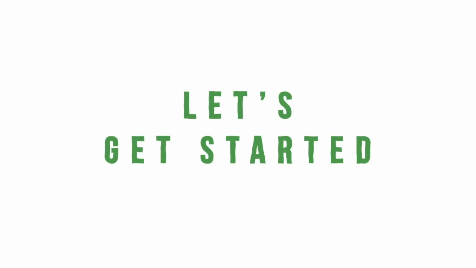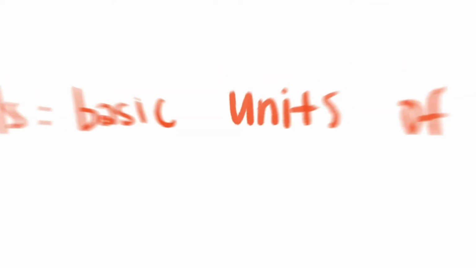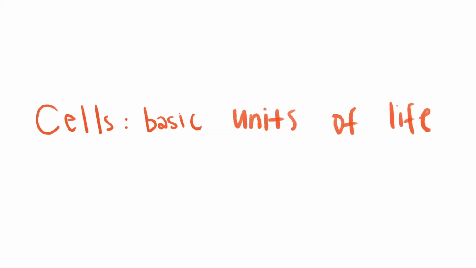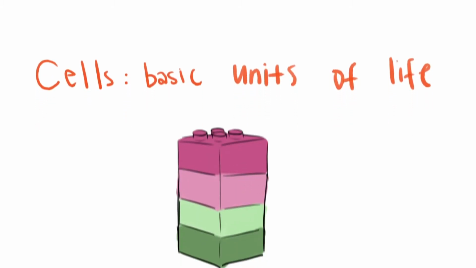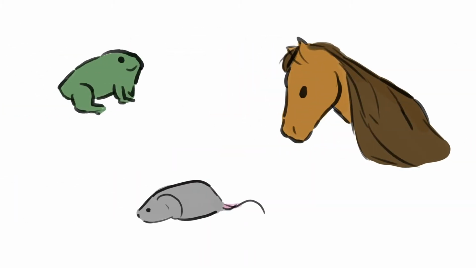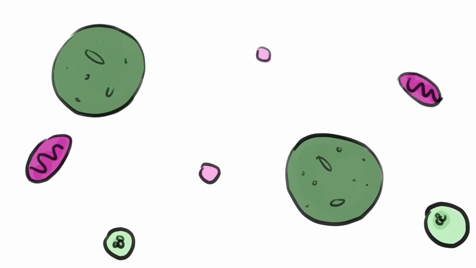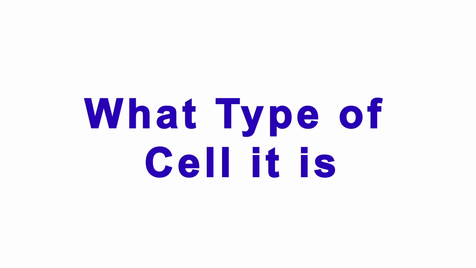Let's get started. Let's start off by taking a look at what cells are. Cells are known as the basic unit of life because they are the smallest unit of a living thing and can act as building blocks for larger organisms. All living things, from plants to animals to even tiny microscopic bacteria, are all made out of cells. However, if we zoom into a cell, we can find that the cells themselves are actually made of many different components. The parts that make up a cell are known as organelles, and the different organelles that can be found in a cell depend on what type of cell it is.